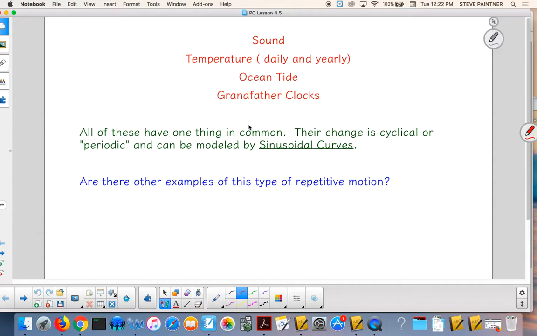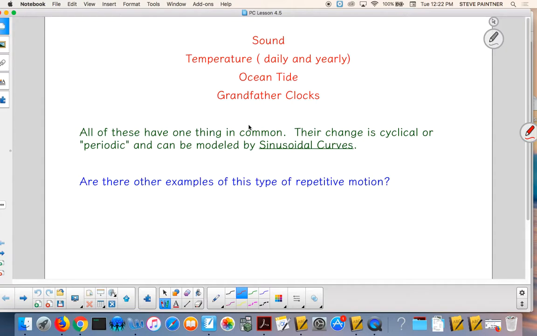So in these first couple slides, there's not much to do. Just kind of listen to it. Sound, temperature, ocean tide, grandfather clocks. They all have something in common, and what it is, they all repeat. Like for instance, sound waves go up, they go down, up and down, up and down, and they just repeat as they go.